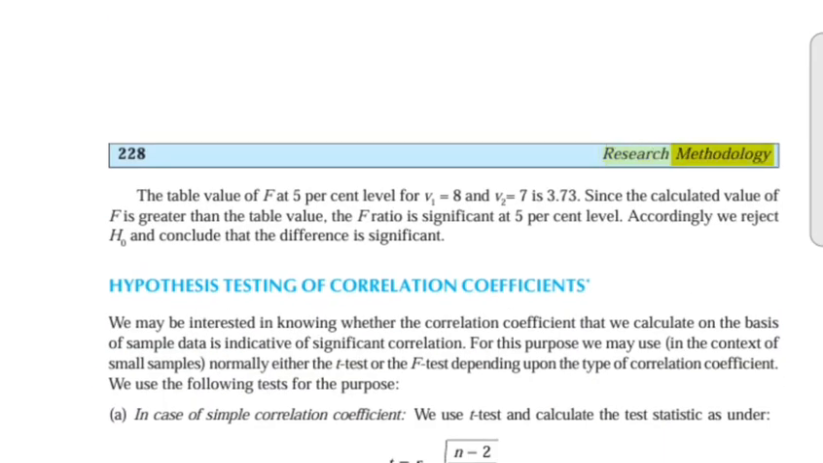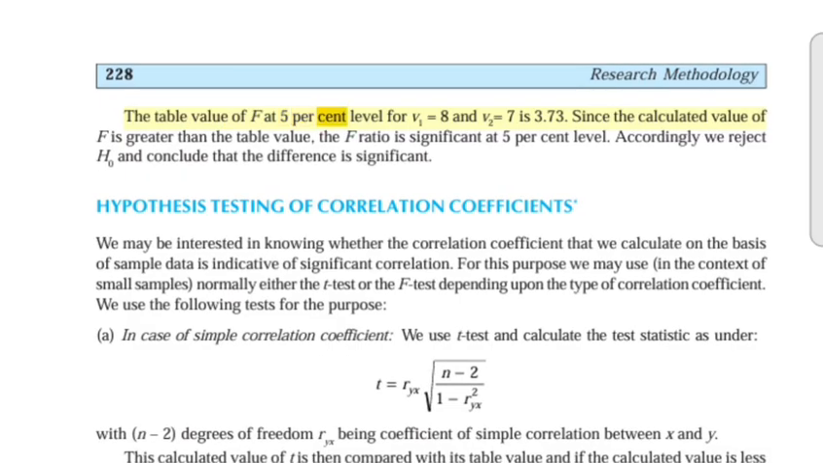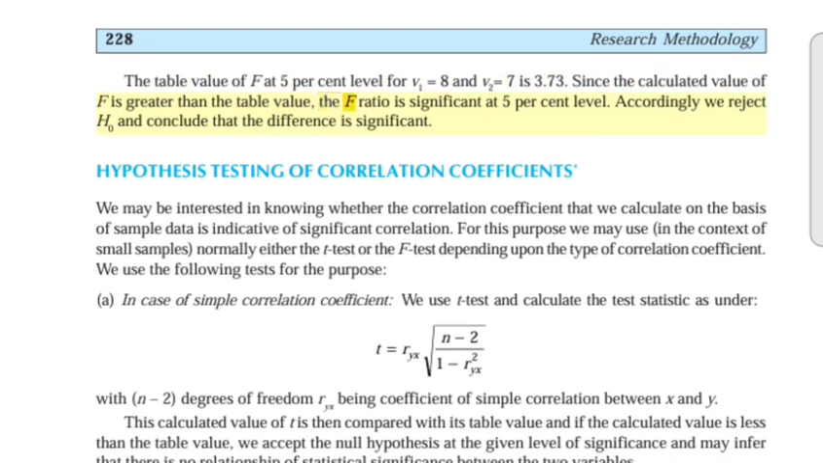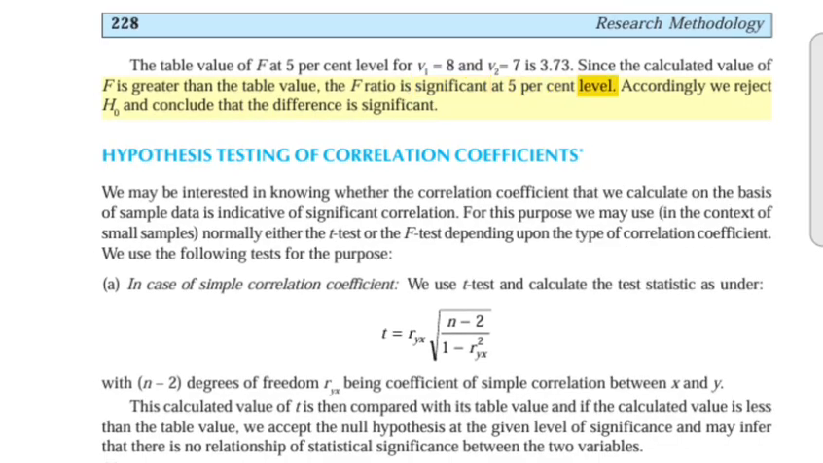The table value of F at 5% level for v1 equals 8 and v2 equals 7 is 3.73. Since the calculated value of F is greater than the table value, the F ratio is significant at 5% level. Accordingly we reject H0 and conclude that the difference is significant.